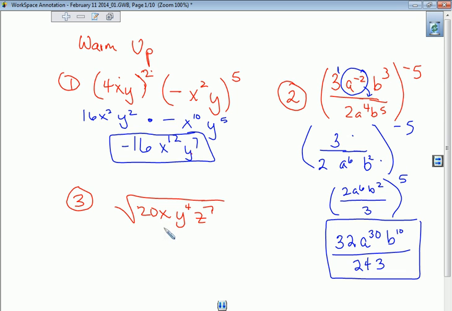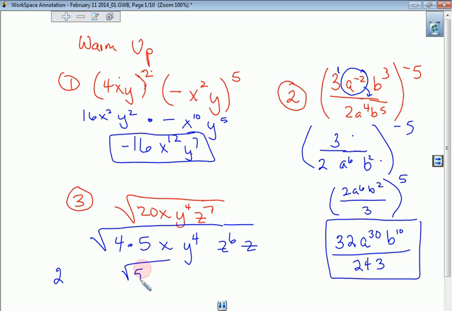Do you guys remember this? Okay. So we're going to break down this radical. The 20 we're going to think of as 4 times 5. The x we can't do anything with. The y we don't need to because this is a square root, and we're taking half of that, so it's good. The z to the 7th you can think of as z to the 6th times z, so that we can take half of this one. So the square root of 4 is 2. It comes out. The 5 and the x stay under.